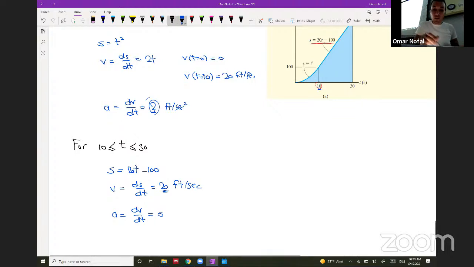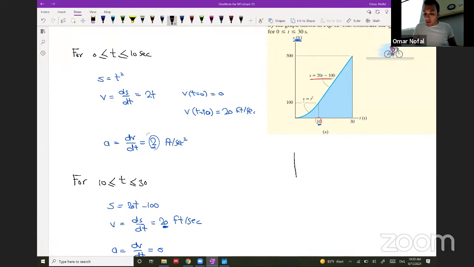So let's draw the graphs for time in seconds and velocity in feet per second. We have two relationships separated at time 10 seconds and the end of motion at 30 seconds. Let's draw the first one here, 2t. V at t equals 0 will be equal to 0, and V at 10 will be equal to 20 feet per second. So let's say that this is 20 feet per second, and it's a linear function, so it will be a line.